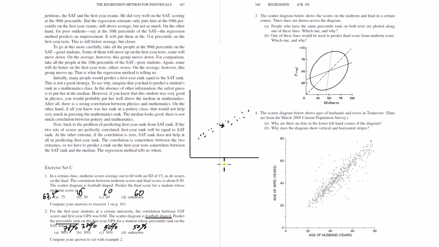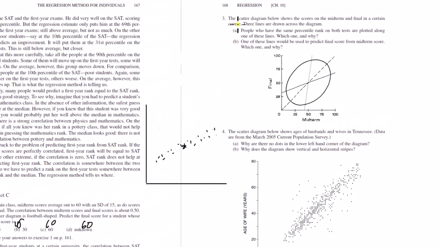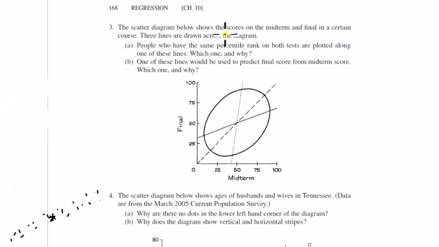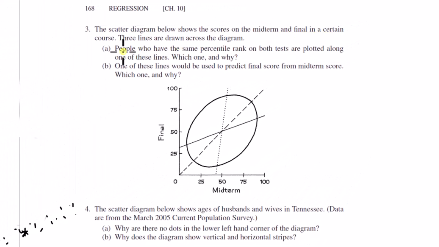There we go. Okay. The scatter diagram below shows the scores on the midterm and final in a certain course. 3 lines are drawn across the diagram. People who have the same percentile rank on both tests are plotted along one of these lines. Which one and why? Yeah, the SD line. Which one's the SD line? Yeah, it would be the dashed line.